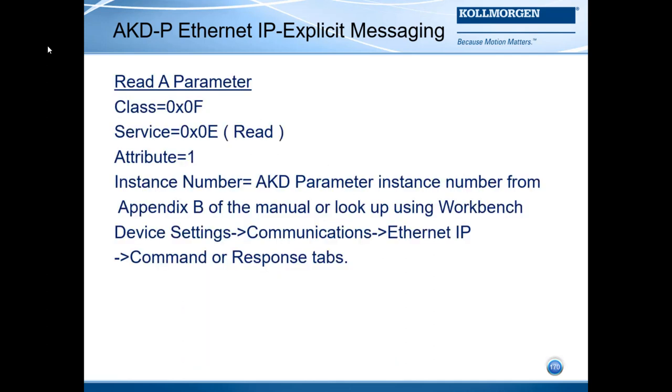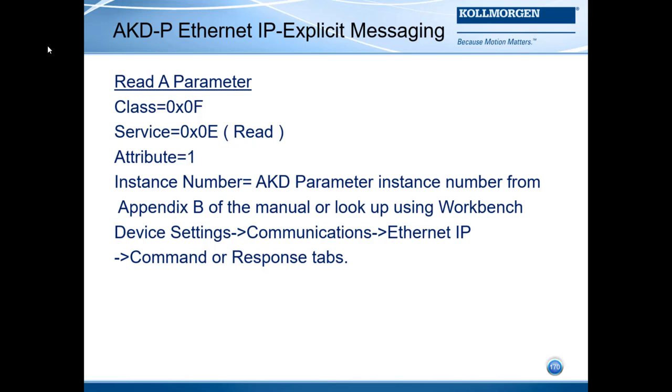So to read a parameter with explicit messaging, the class will be set to hex F, the service is hex E for read, the attribute is 1, and the instance number will be the AKD parameter instance number from Appendix B of the manual, or lookup using Workbench by navigating to Device Settings, Communications, Ethernet IP, and then the Command or Response tabs.